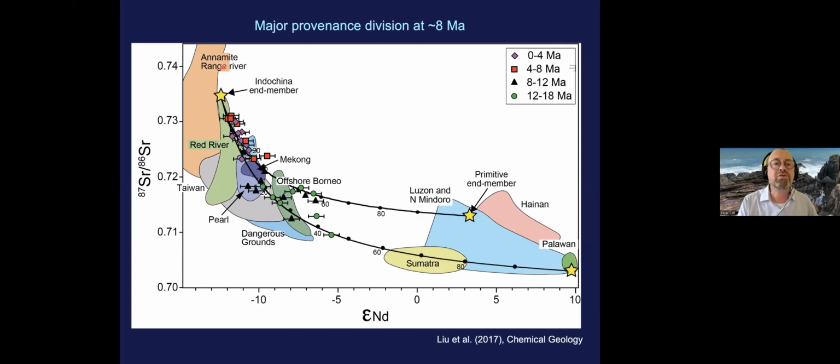You can see this in a cross plot too, where the data in the older part of the margin is more displaced towards these oceanic end members, Luzon, Palawan, and so on, and that it stabilizes and becomes more related to Indochina in the more recent past.